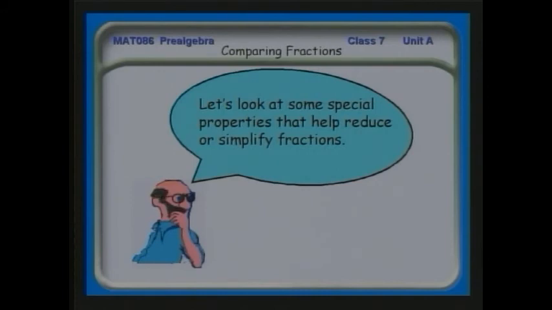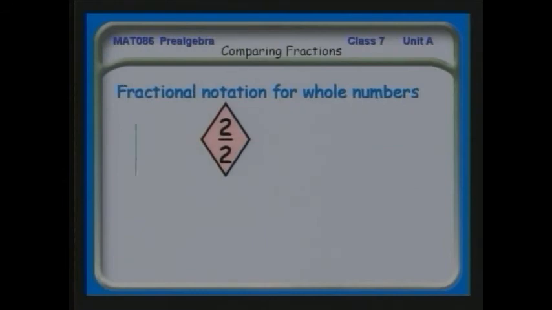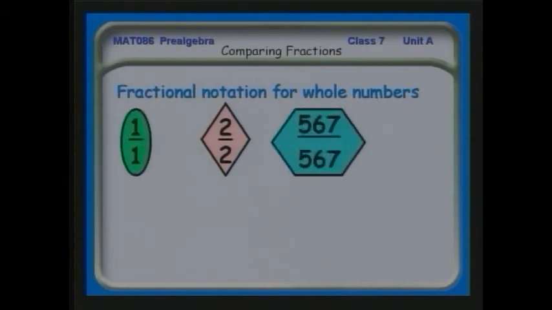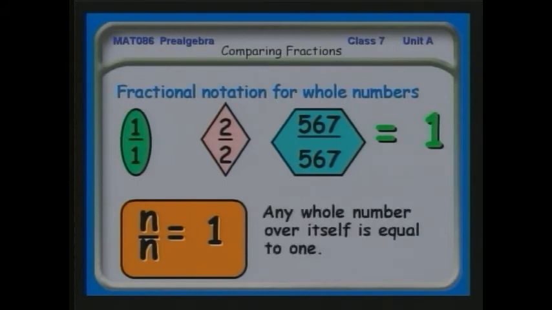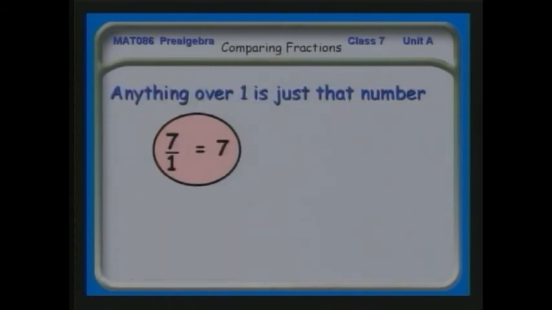Let's look at some of the special properties that'll help you to reduce or simplify the fractions. First of all, if you have the same number over on the numerator and denominator, that's equivalent to 1. 1 over 1, if you have 2 parts of 2, or 567 parts of 567, you have one thing. Where n is any number, n over n is equal to 1. But be careful, that's not true for 0. It has to be some number greater than 0.